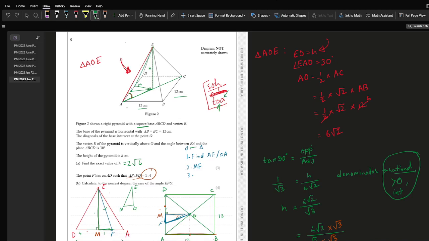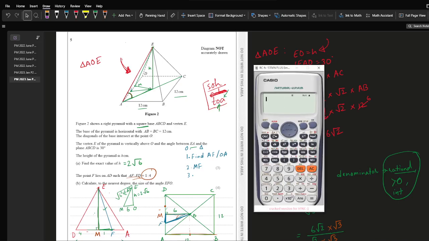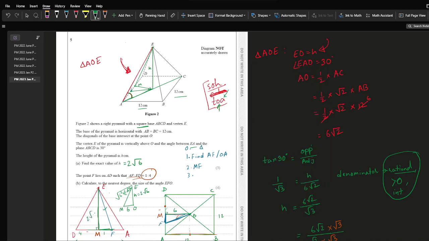So we know this is H, which is 2 root 6, and OM, we have used this here, this is 6, so we can find this: square root of 6 squared plus 2 root 6 whole squared. So once we have EM, we can use that here. So what is EM? Square root of 6 squared plus 2 root 6 whole squared is equal to 2 root 15. This is this, and MF we already found.